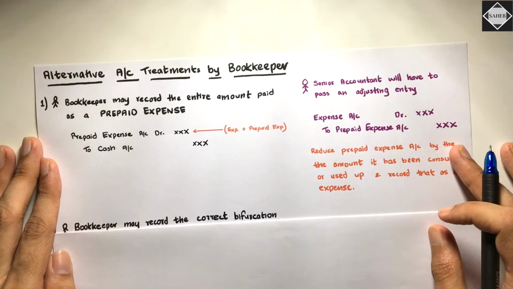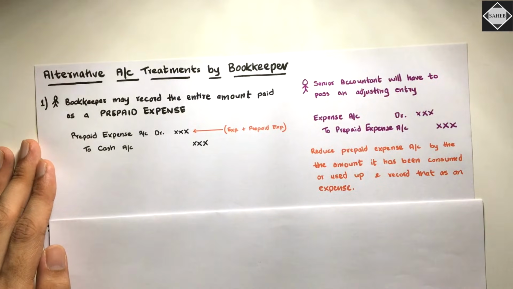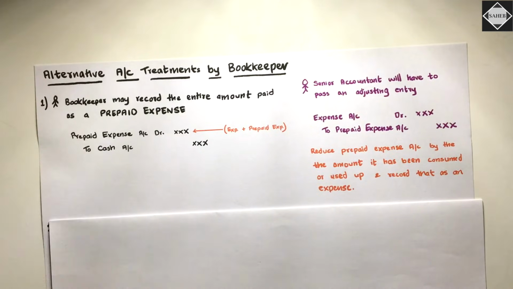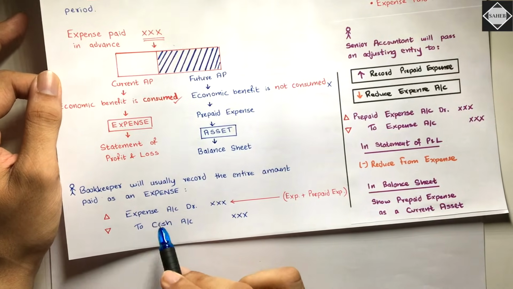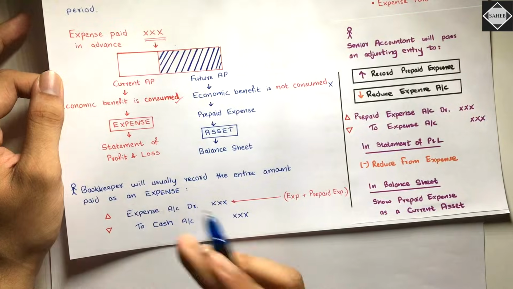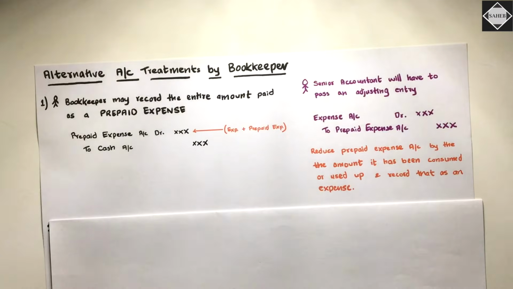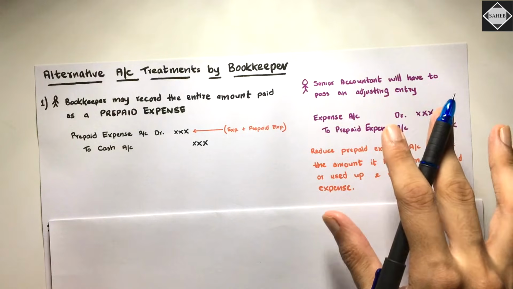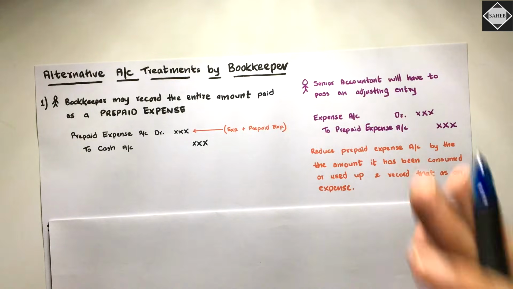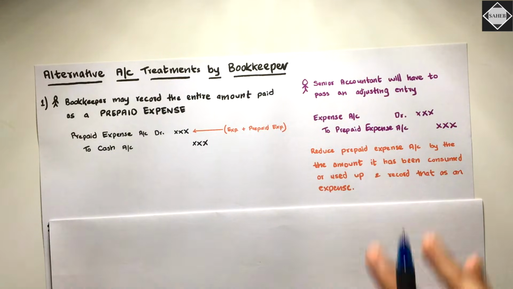But the main focus is what we saw in our great example, right? Everything will be treated as an expense only. The bookkeeper will have limited knowledge, and everything will be debited to expense. But if this happens, then amortization of prepaid expense is required at the year end, and recognition of expense. That's the same thing.